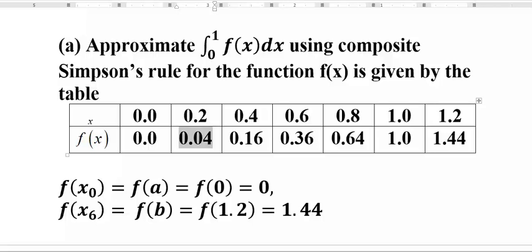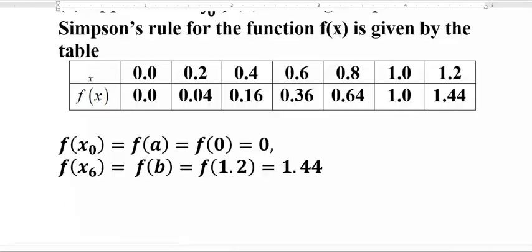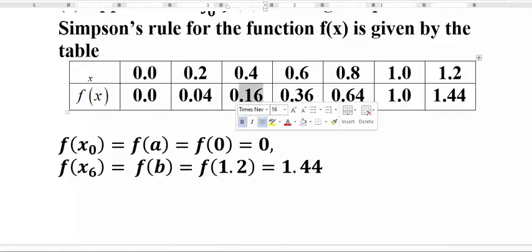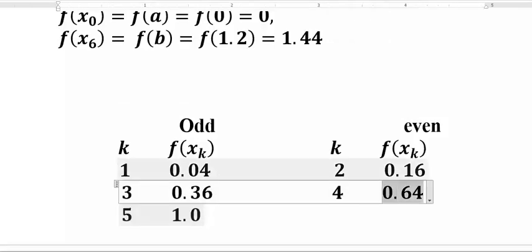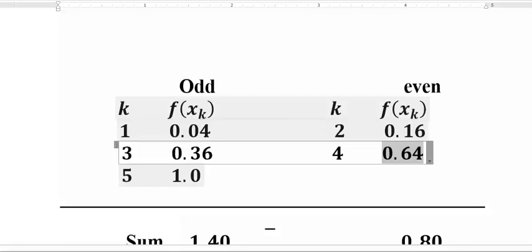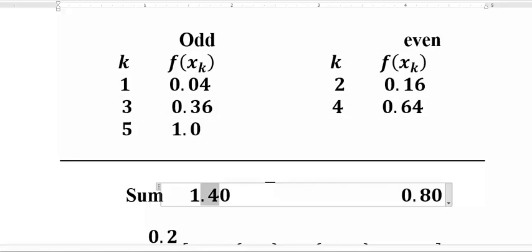Okay, here is x3, and here is x5. The even values: we have x2 equal 16, and x4 equal 0.64. So we add or sum the odd values here, which equal 1.40, and the even, which equal 0.80.